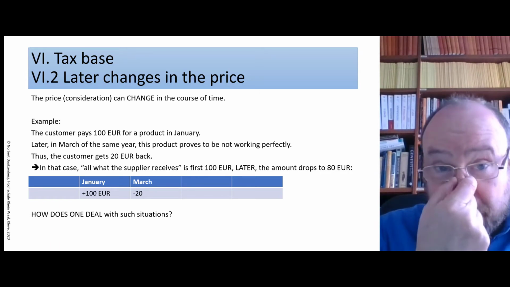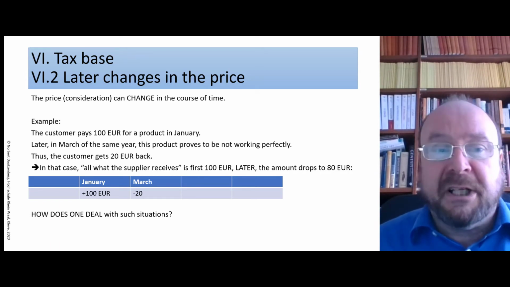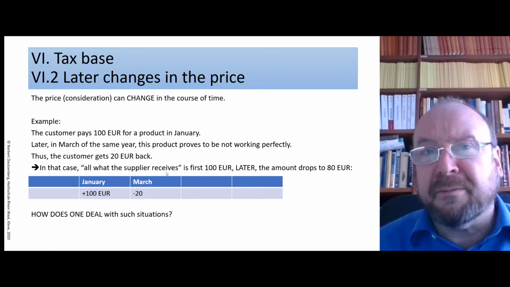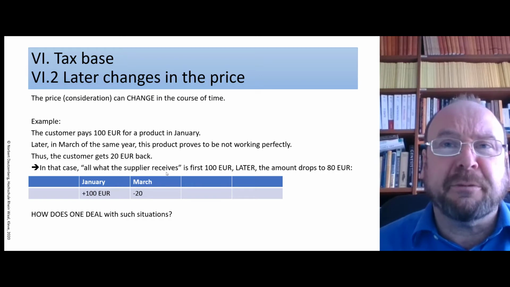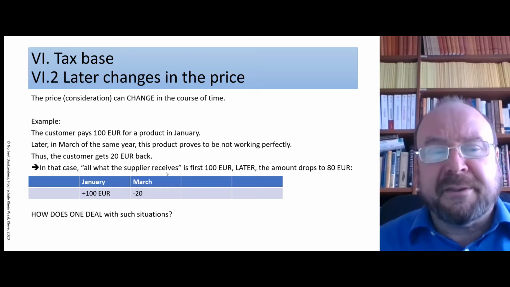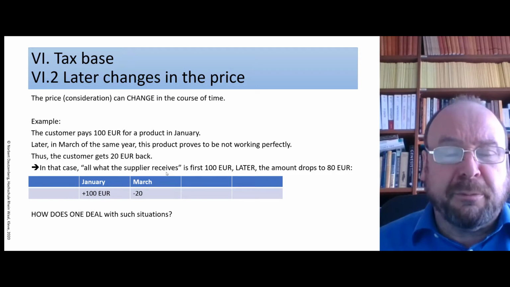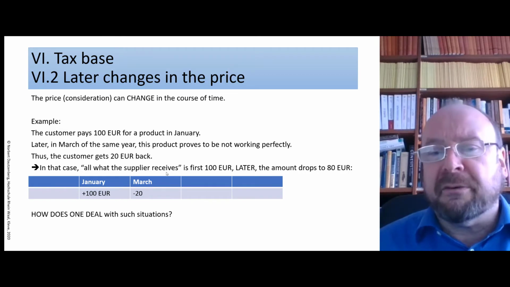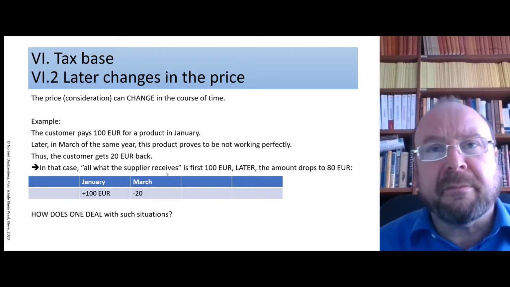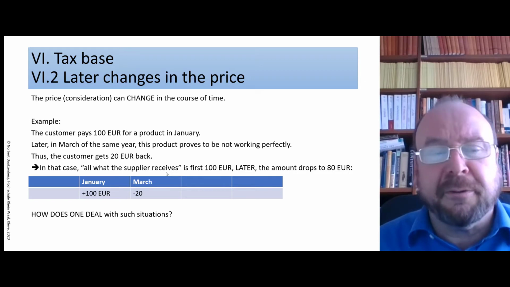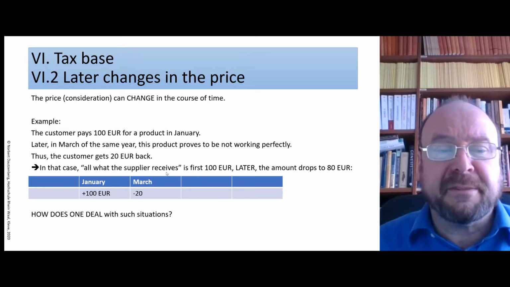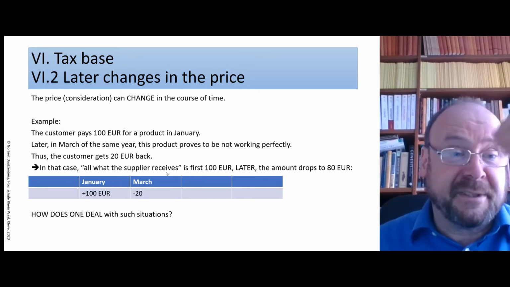Well, let's start with a small example. Imagine a customer pays €100 for a product in January, and later in March of the same year, the product proves to be not working as perfect as one imagined when you bought it. And so you go back to the shop where you bought it and tell them something about warranty or guarantee period. This is not what I paid for, and one agrees to give you €20 back in order to settle your claims and to have you satisfied.